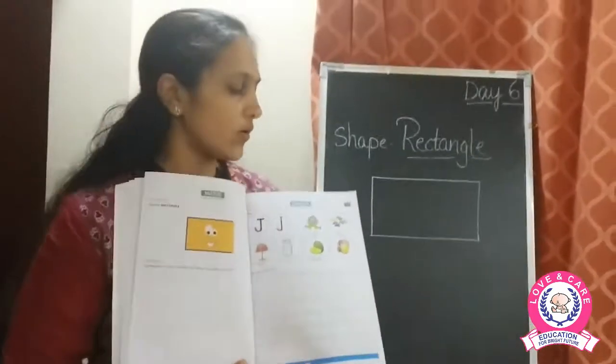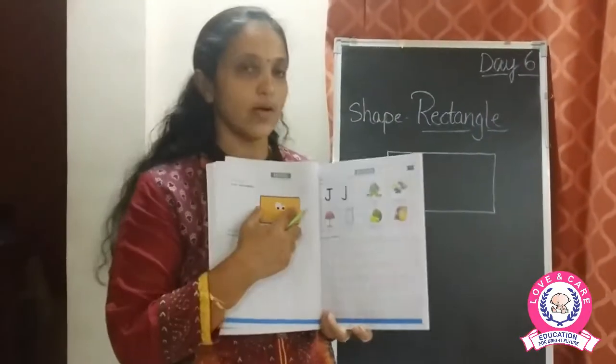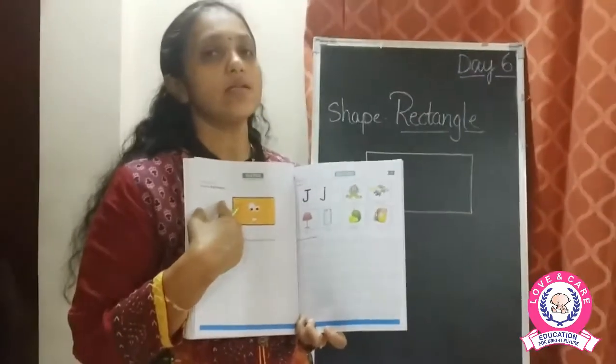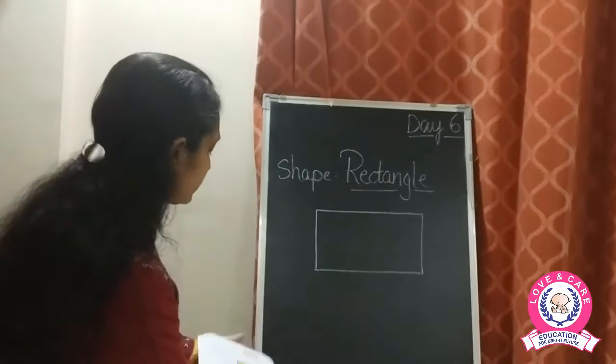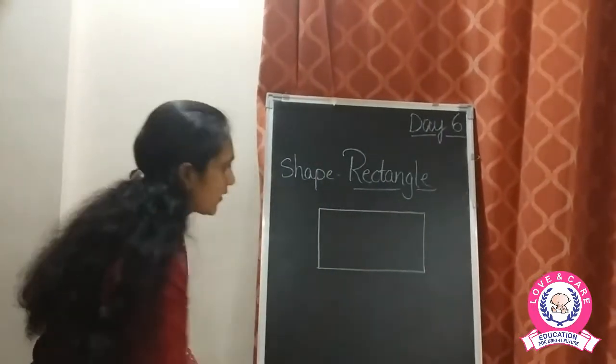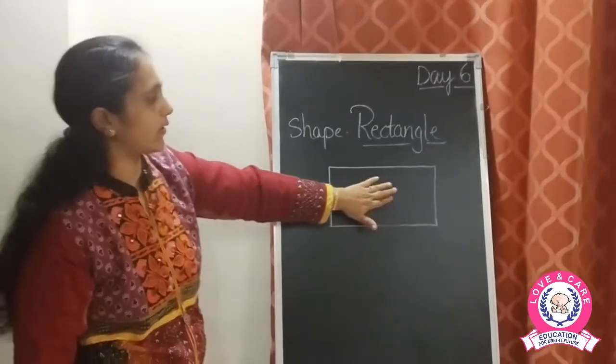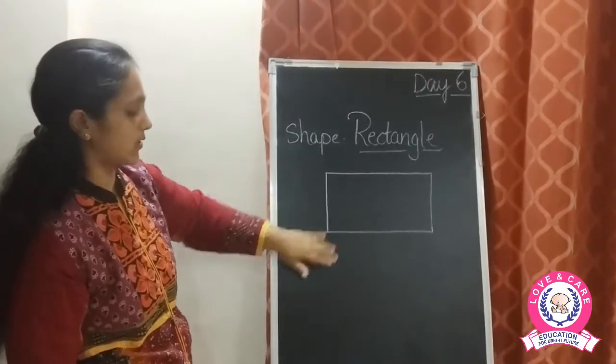Okay children, now moving on to the next page, we are going to learn the new shape. That is, in maths we are going to learn the new shape, that is rectangle. So first we will just recognize what is the rectangle shape. Now rectangle looks like this. This is the shape rectangle.